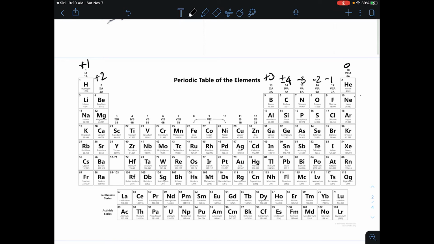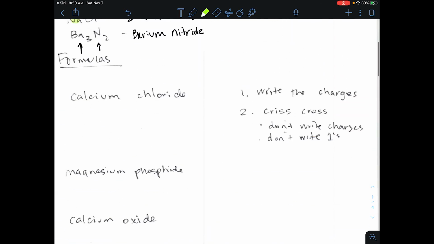Now when I say charges, I mean everything in that column or group has that charge. So everything, for example, in this column here has a -1 charge. Everything in this column has a +2 charge. This is when you take away or add their electrons. So let's get back to the rules for naming and formula writing.